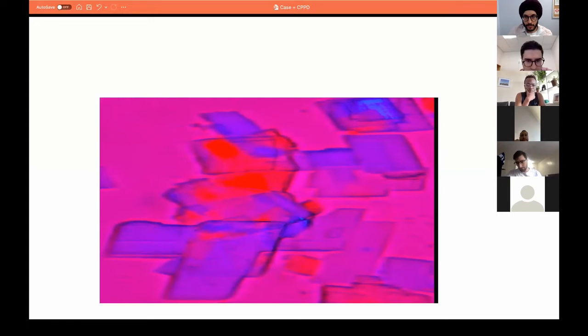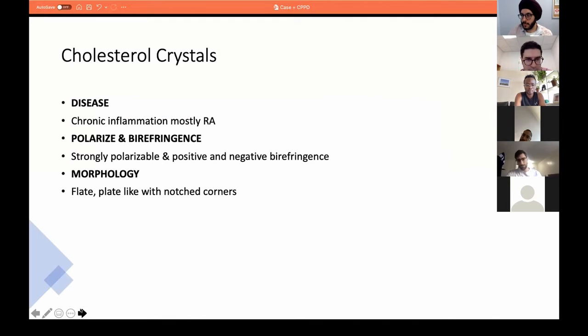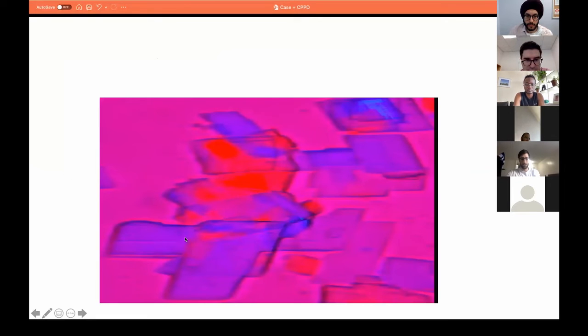So what I'll describe is they're flat, somewhat rectangular with these notched corners. If you see any crystals with notched corners here, it's probably cholesterol crystal. So that's what we have here. It was already mentioned that you'll see them in patients with RA. They are polarizable, with positive and negative birefringence. As you see, they're bluish and reddish. So you have these really beautiful colors here, which you see in polarized light.